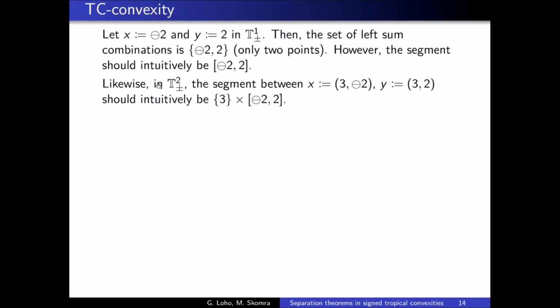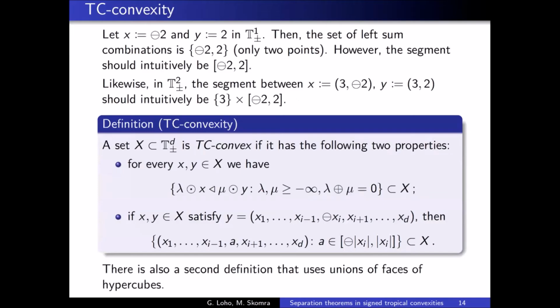Likewise, if you go one dimension higher, in the plane, you can take these two points. They share the first coordinate, but they differ on the second coordinate by a change of sign. Again, it is intuitively clear that the segment between them should be this set, 3 times the interval between -2 and 2. And again, you will not obtain this using only combinations with respect to the left sum. So what is our full definition?